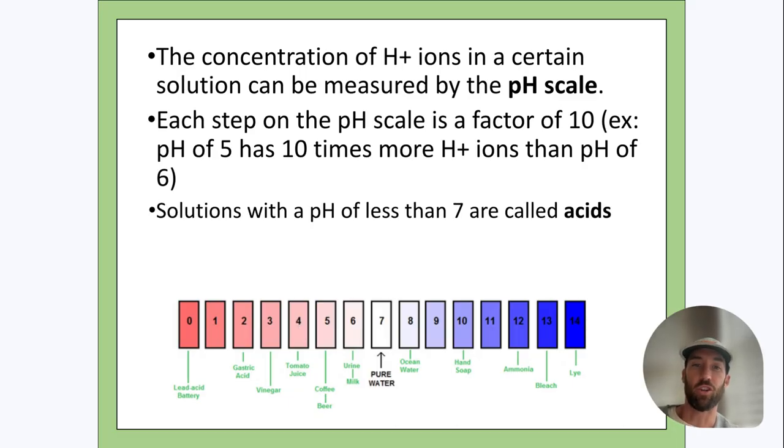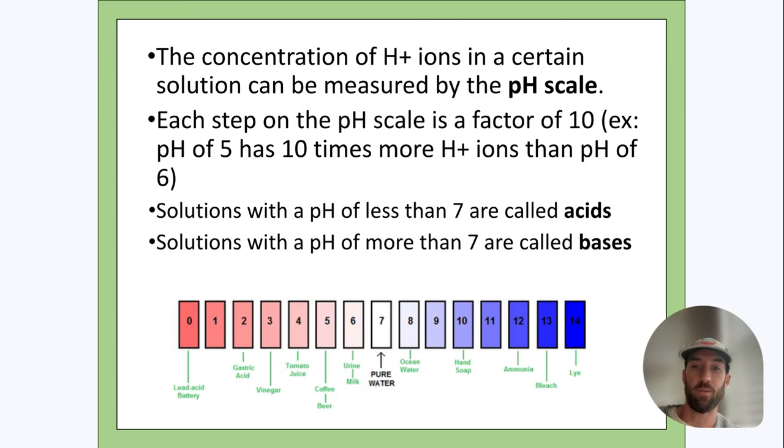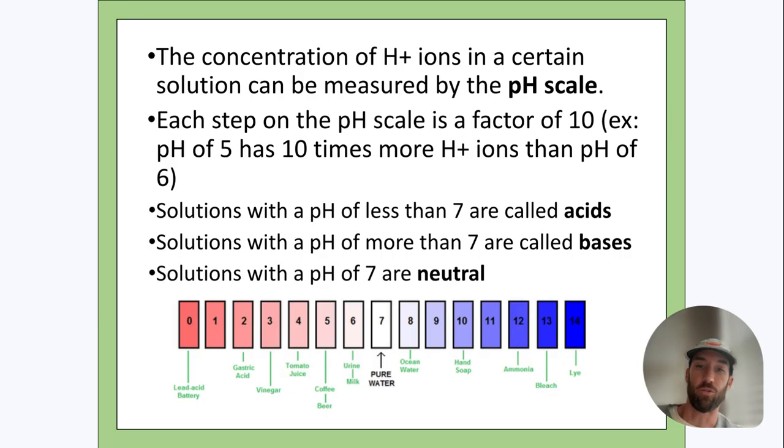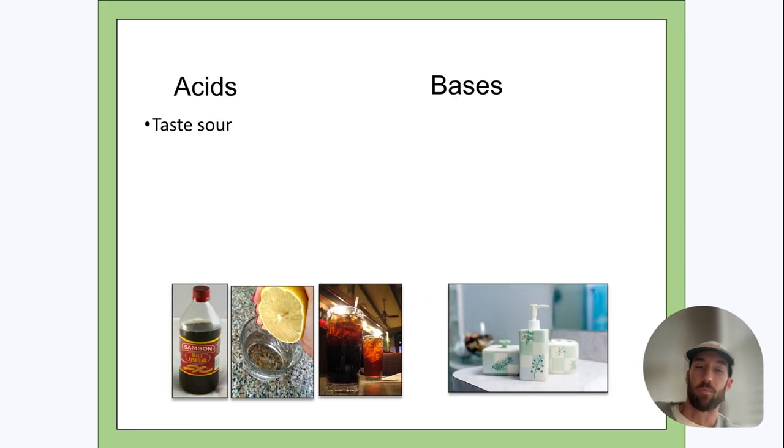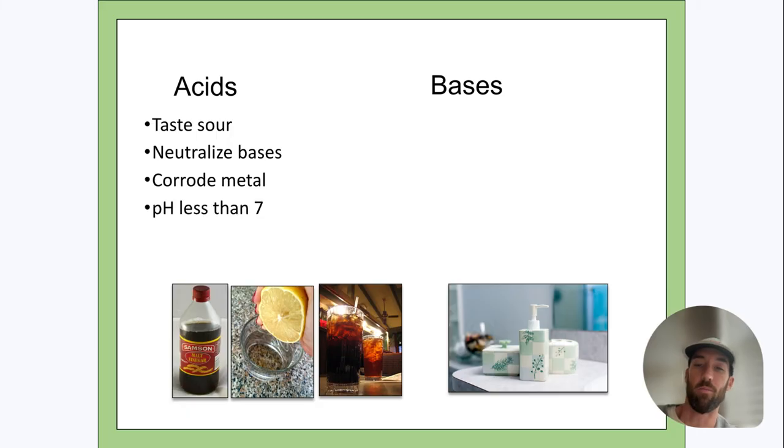So a solution with a pH of less than 7 is called an acid. A solution with a pH of more than 7 is called a base, or it's more alkaline. pH of 7 is neutral. Here's some examples below. So some characteristics of each, you need to know this. Acids taste sour. They neutralize bases because they're the opposite. So if you add an acid to a base, it'll neutralize as long as the proportion is similar on either end. Acids corrode metals, have a pH of less than 7, and have a higher concentration of hydrogen ions.